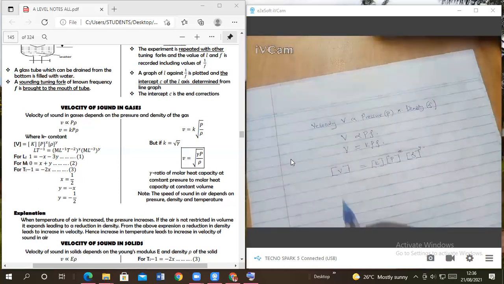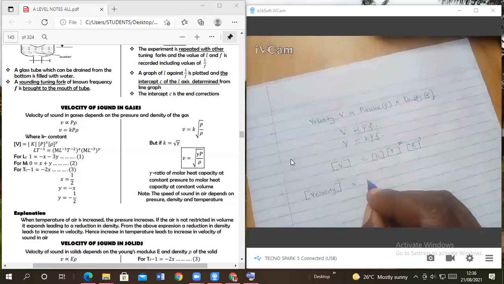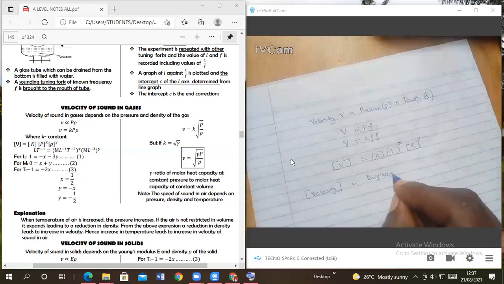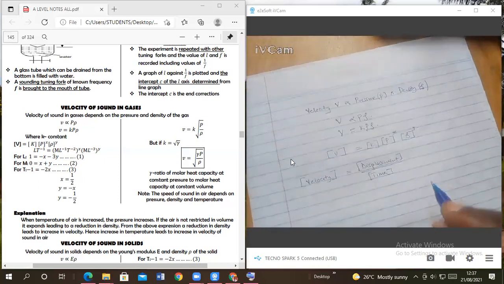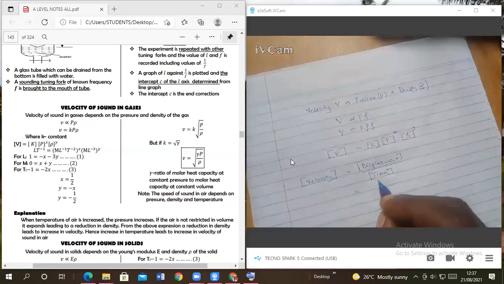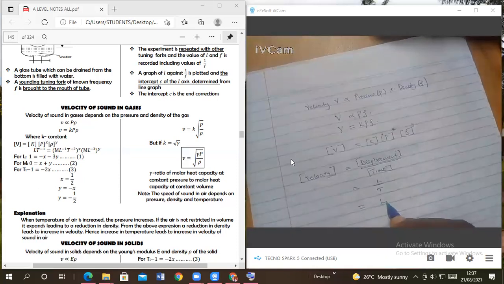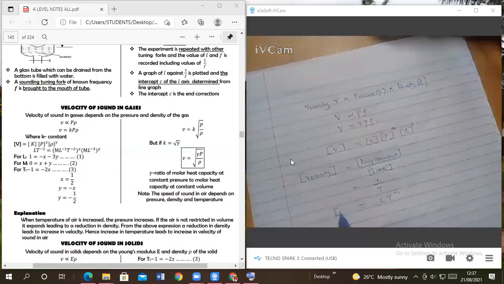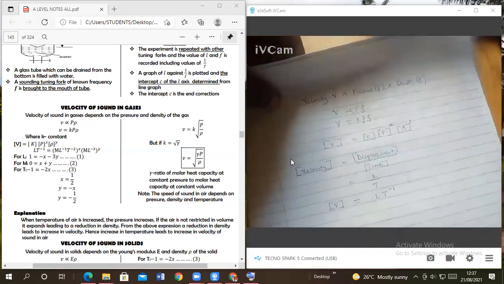Okay, now for this, we are finding the dimension of velocity. You should know the formula of velocity, which is displacement over time. The dimension of time is T, and displacement is L. So it is L over T, which gives us LT to the power negative 1. That is the dimension for velocity.